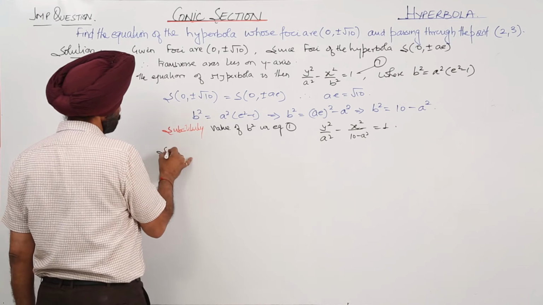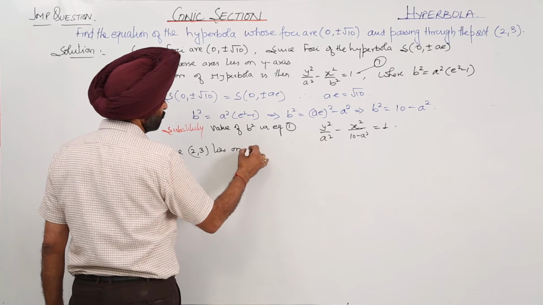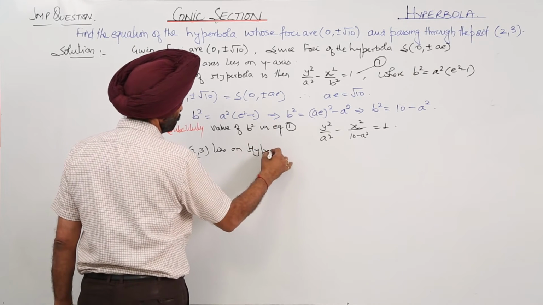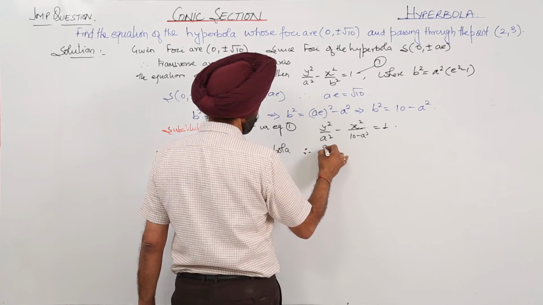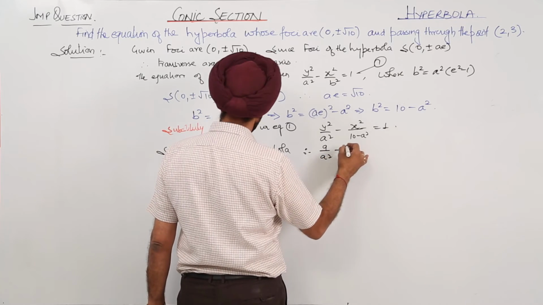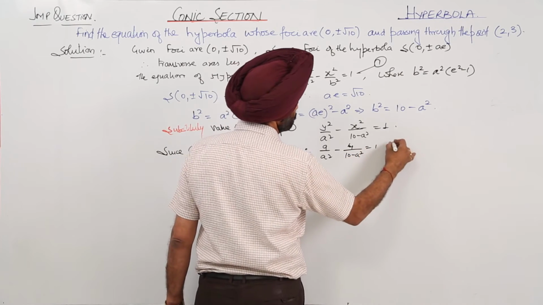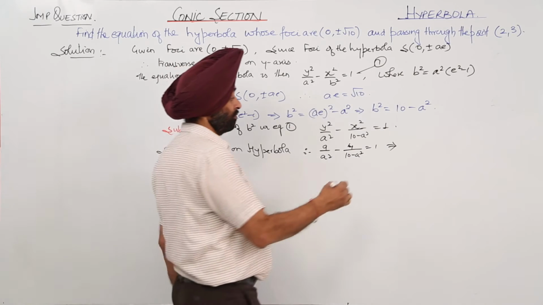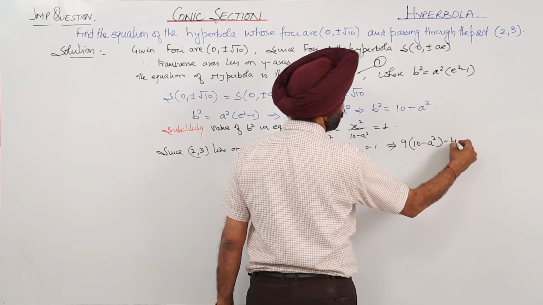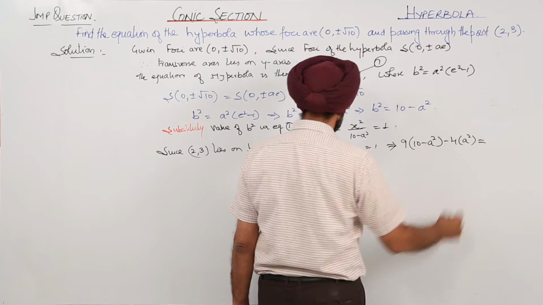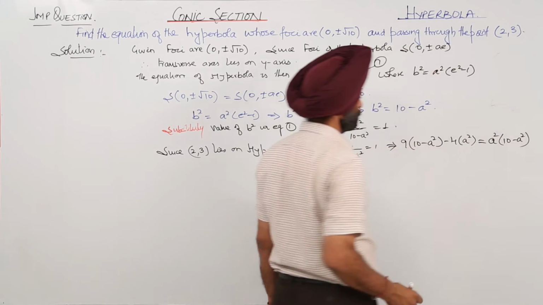Now since (2, 3) lies on the hyperbola, therefore 9/a² − 4/(10 − a²) = 1, and this becomes 9 times (10 − a²) − 4 times a² is equal to a² times (10 − a²).